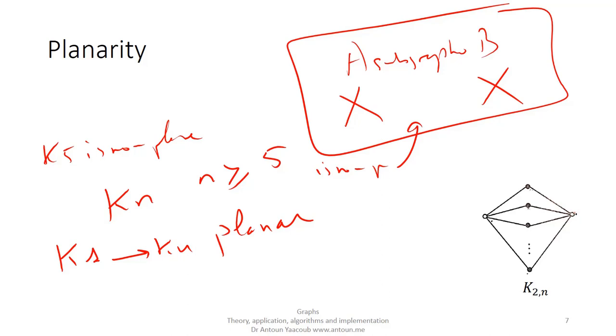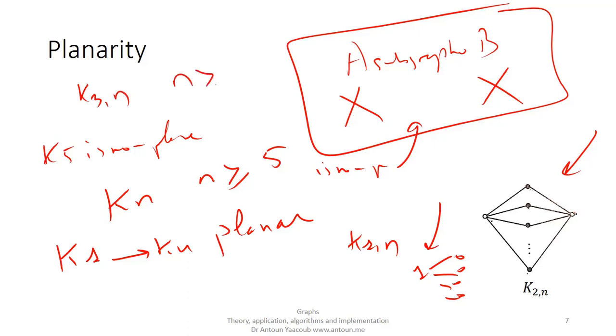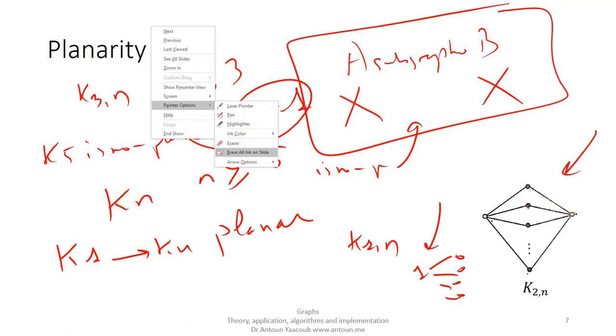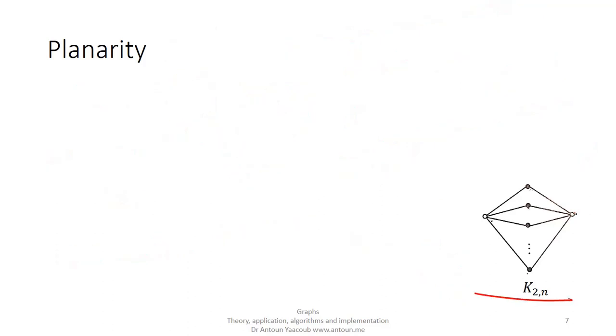This is just for complete graphs. For example, K1,n is the star: there's one vertex with edges to n vertices. Since K1,n is a star, which is a tree, it's planar. K2,n is also planar. K3,n we can show is non-planar for n greater than or equal to 3, and the crossing number for K3,3 is equal to 1. If I want to draw K3,3, let me erase everything here. This is K2,n, and this is K3,3.